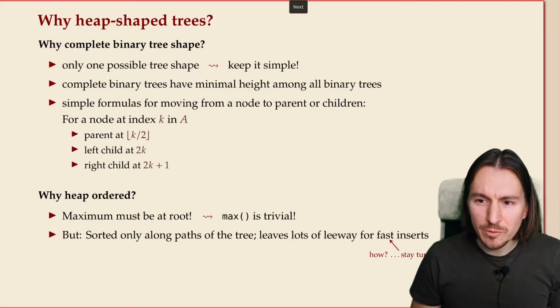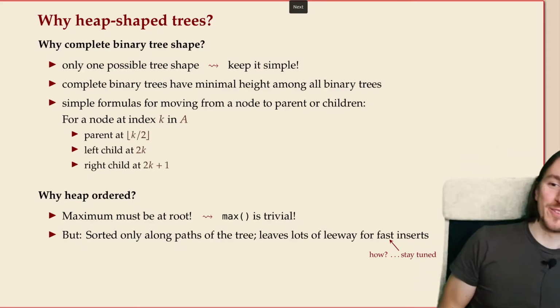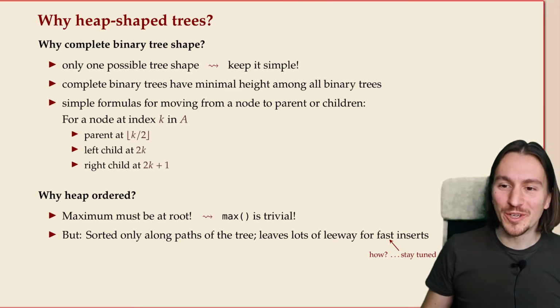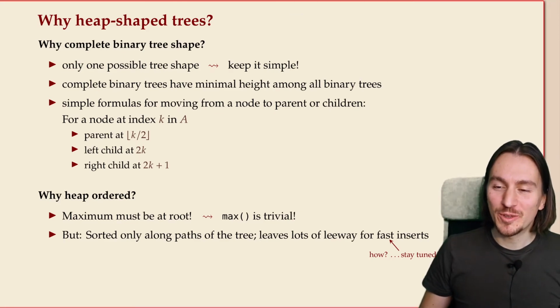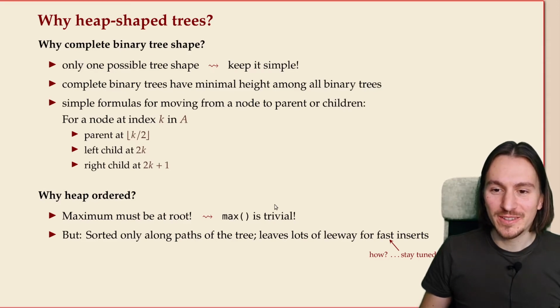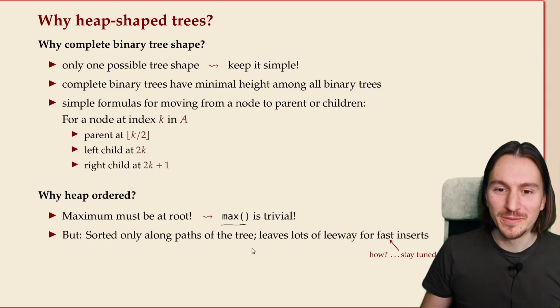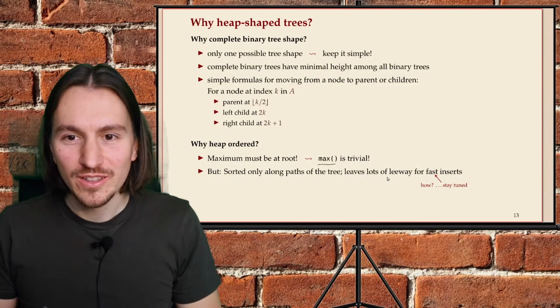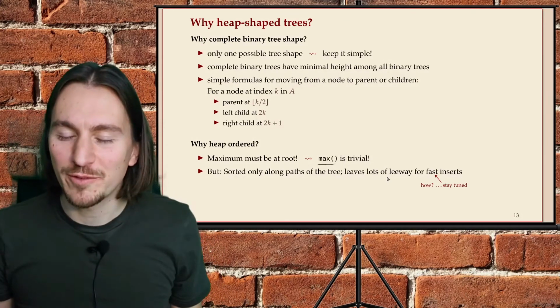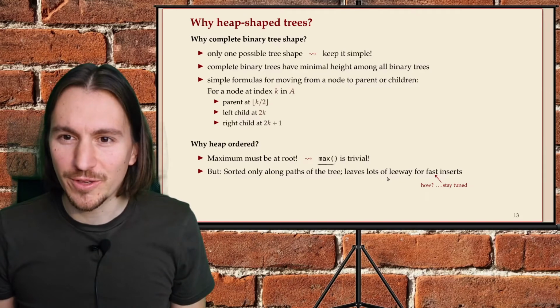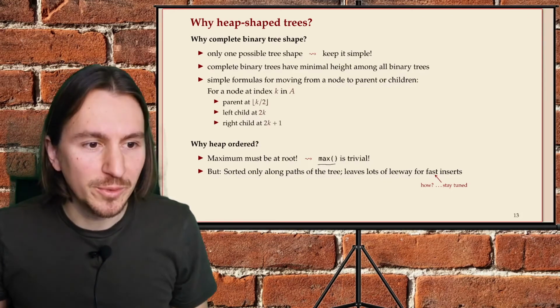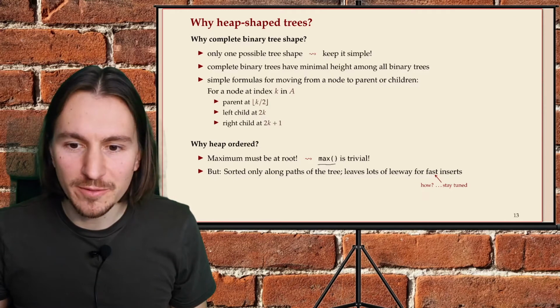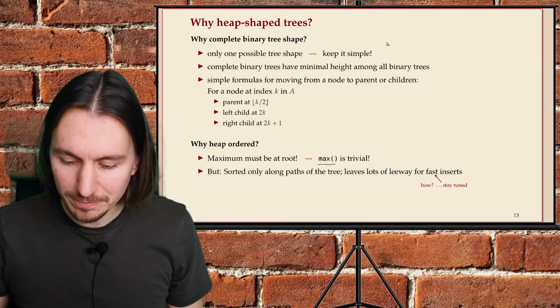And why do we like heap ordered? Well, first, the maximum is always at the root, so the maximum function is trivial to implement. And also, it's sorted along the paths of the tree, but leaves a lot of flexibility in how to assign keys, how to mix the paths in this tree. So it's only very slightly sorted, really, and that will be useful in maintaining this in operations.